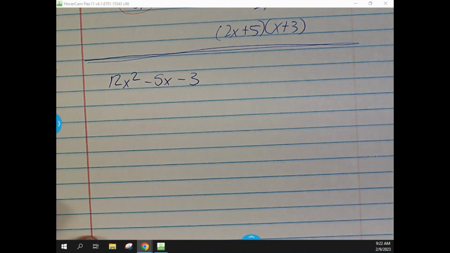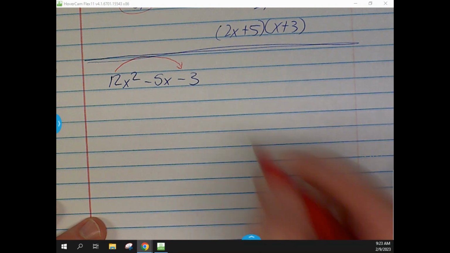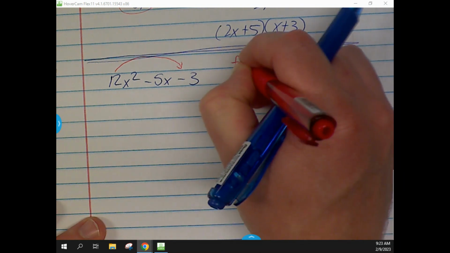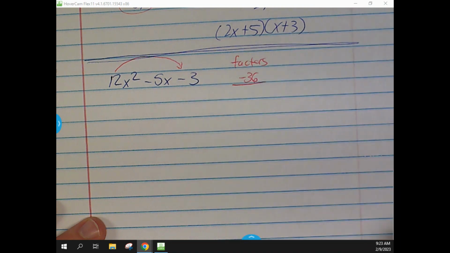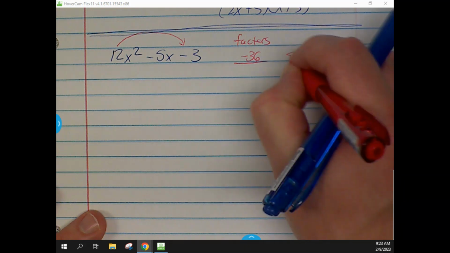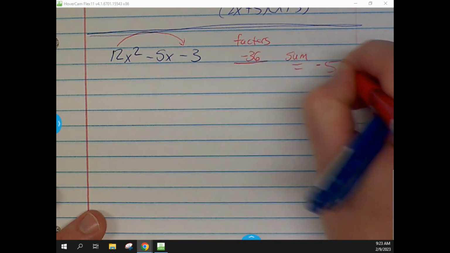All right, so very first thing, again, we're going to do the A times the C. So that's 12 times negative 3, which is negative 36. So we need the factors of negative 36 where the sum is going to equal negative 5.